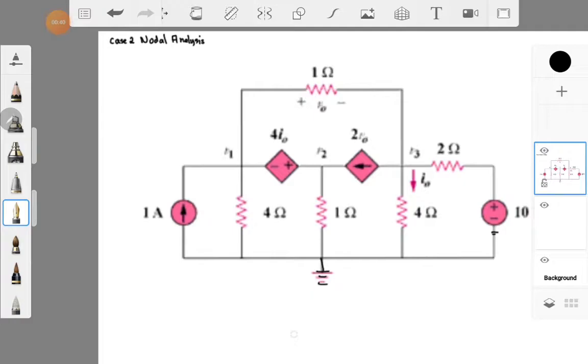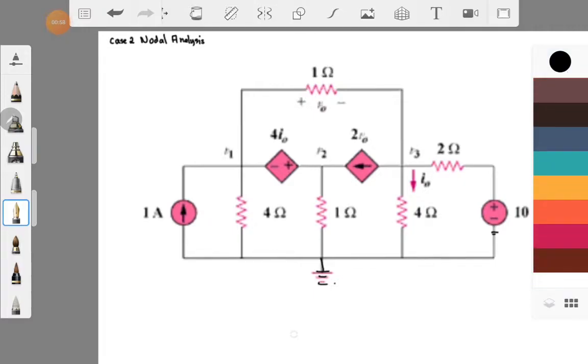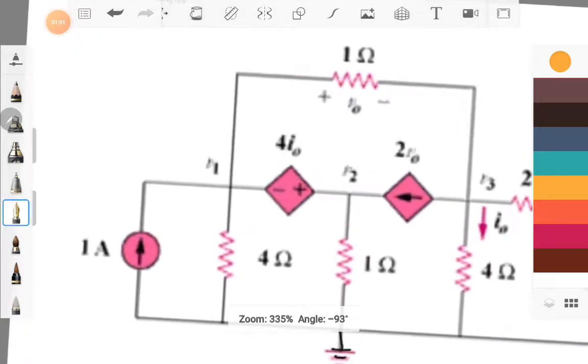This is your case 1. Okay? So, when your voltage source is not directly connected to your datum or to your ground, therefore, we can consider it as your supernode. So, evaluating the circuit, you can see that the supernode is this one.